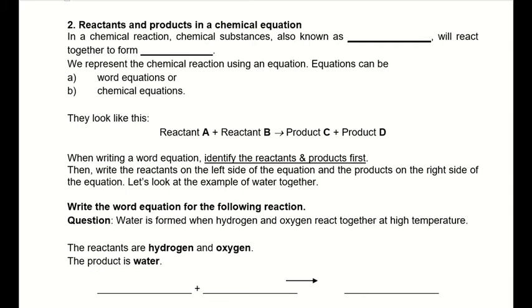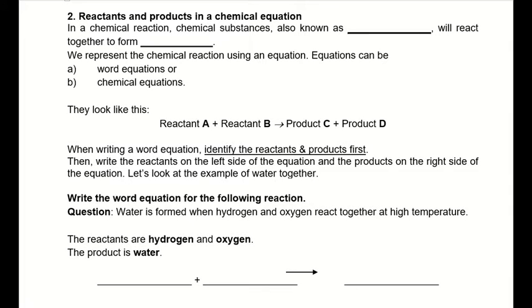In all chemical equations, you need to know the structure of a chemical equation. A chemical equation is made out of a reactant and a product. The reactant is always on the left hand side and the product is always on the right hand side. They are separated by an arrow. You cannot replace this arrow with anything else. There are different types of arrows in chemistry, but you cannot replace it with an equal sign or whatnot.